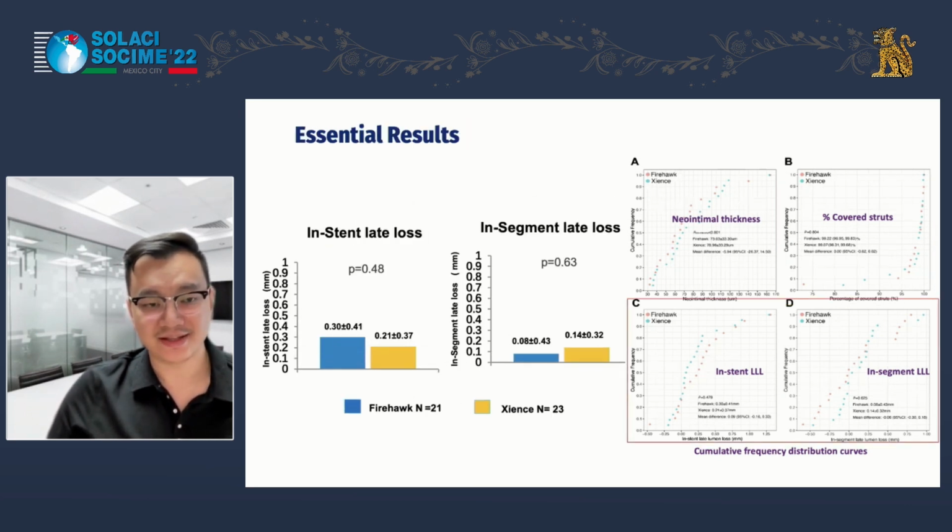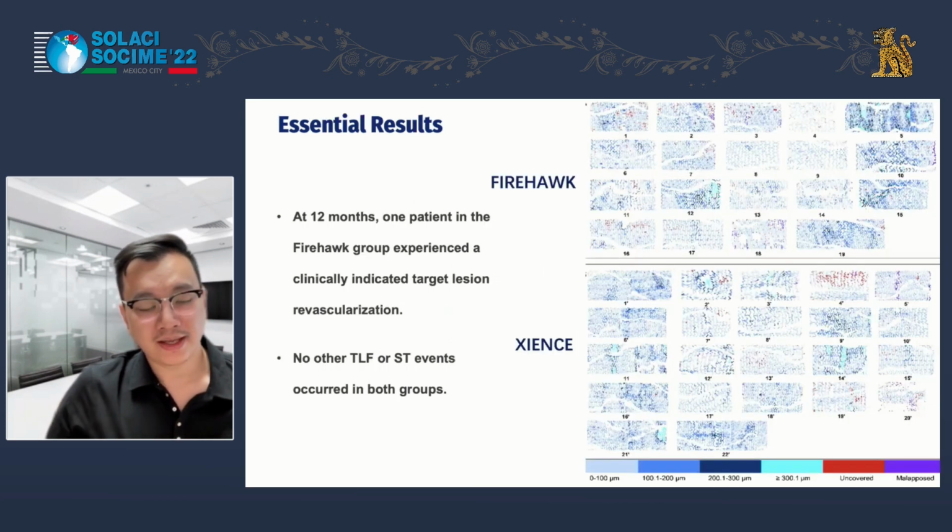The in-stent and in-segment late lumen loss was around 0.3 and below 0.1 in the two stents. Regarding the clinical follow-up at 12 months, 1 patient in the Firehawk arm experienced a clinically indicated target lesion revascularization, and no other target lesion failure or ST events occurred in both groups.